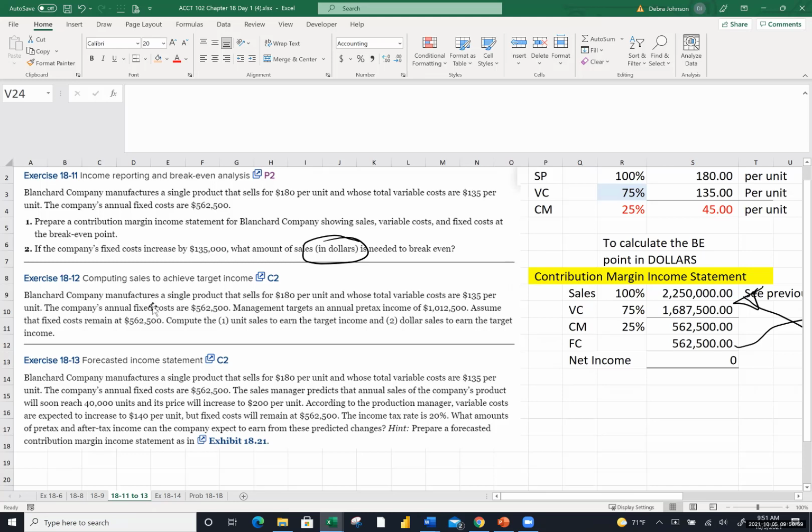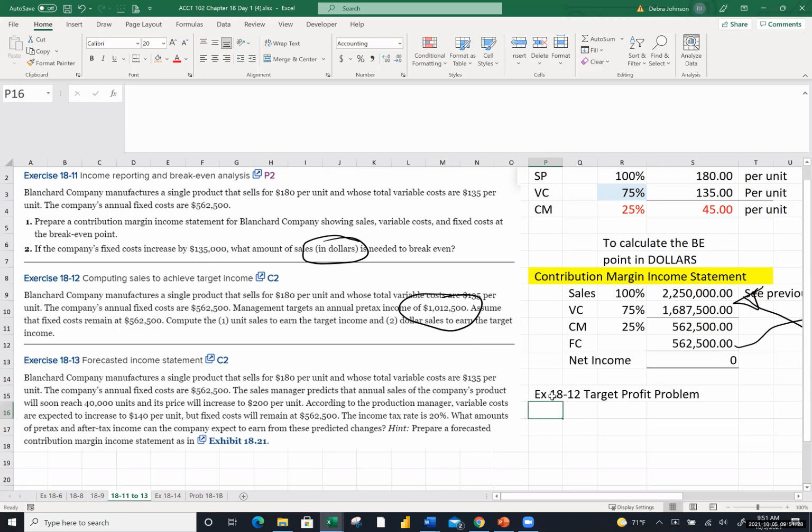Here's the difference. They target a pre-tax income. In other words, they don't want to just break even. They want to generate profit. Assume that fixed costs remain at 562,500. They want unit sales and dollar sales, not to break even, but to hit that target profit. Okay, so exercise 1812 is a target profit problem.